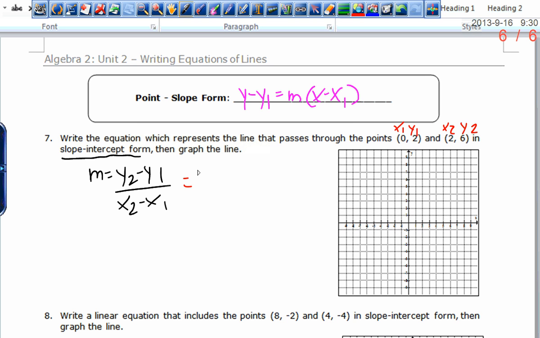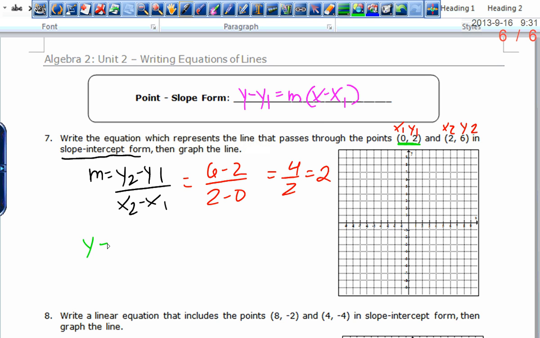So what is going to be on the top of my fraction here? 6 minus 2 over 2 minus 0. That gives me 4 over 2, which reduces down to 2. So that's my slope, 2. That's m. Let's use a point. You can pick either point, whichever one you want. I would say let's pick 0, 2, just to be easier. But you can pick the other one if you like a challenge, no biggie.